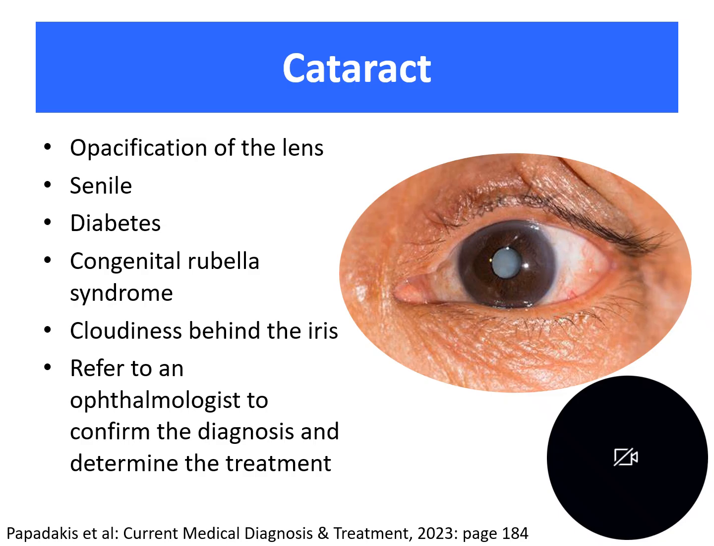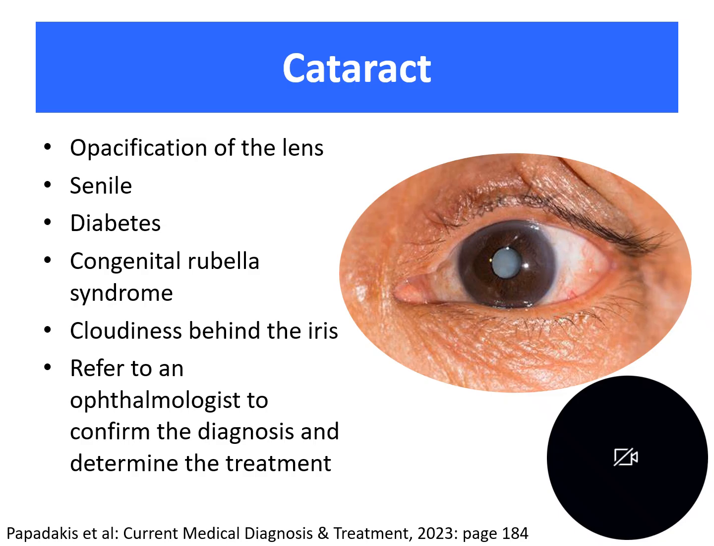The complaint would be, I can't see well out of one eye. I've had my glasses changed 2 years ago. It didn't really improve my vision much. On examination, you're looking at the cornea, you're looking through the hole in the iris, that's the pupil, and just behind that, you're going to see this grayish cloudiness behind the iris. This is diagnostic of a cataract.